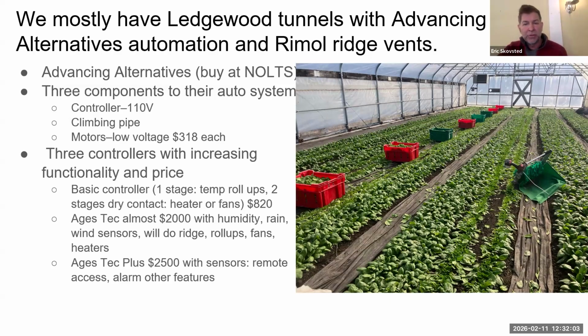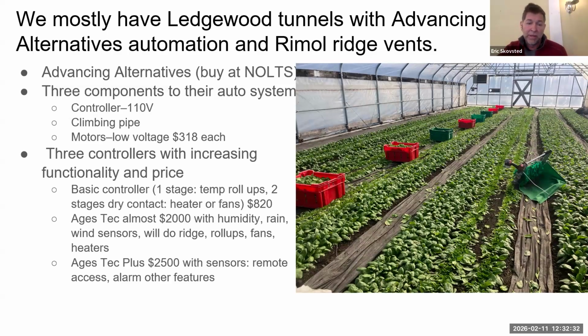At its most basic, if you're just trying to get your sides up, and maybe with the option to run a heater, you can get into it for, well, 2 motors for $318 off of the Nolts catalog, and a basic controller for $820. And you'll be able to control a heater, even a fan, and your sides with that.